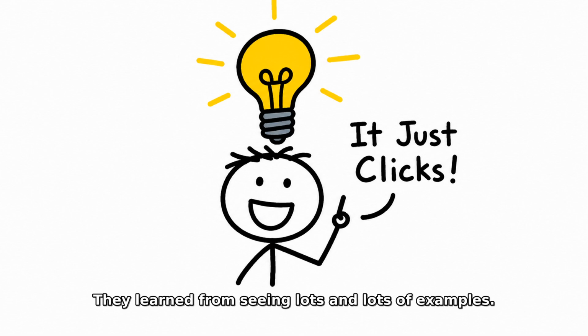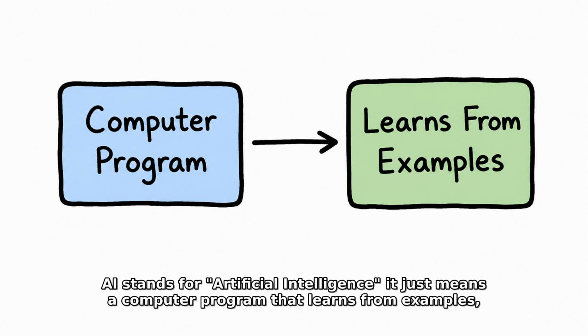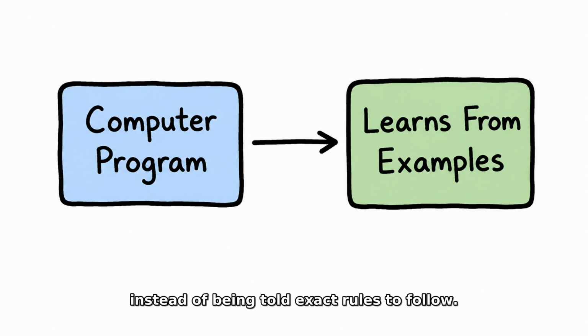That is exactly what AI is. AI stands for artificial intelligence. It just means a computer program that learns from examples, instead of being told exact rules to follow. Here's how it works, in 3 simple steps.